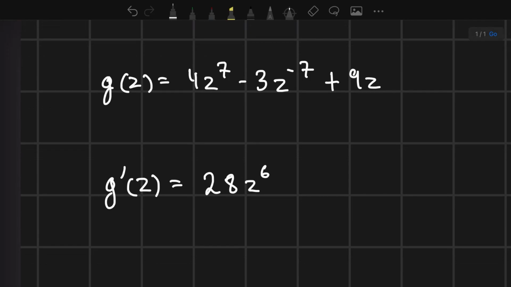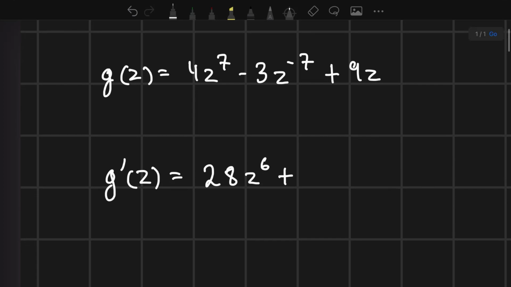So we have negative 3 times negative 7. So notice the signs, those are important. You don't just leave the negative sign here. You actually multiply it with the power. So negative 3 times negative 7 would be positive 21 z.